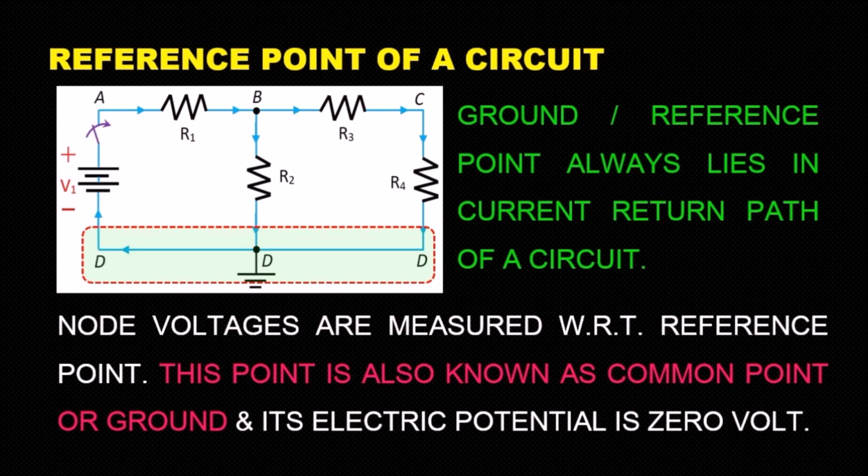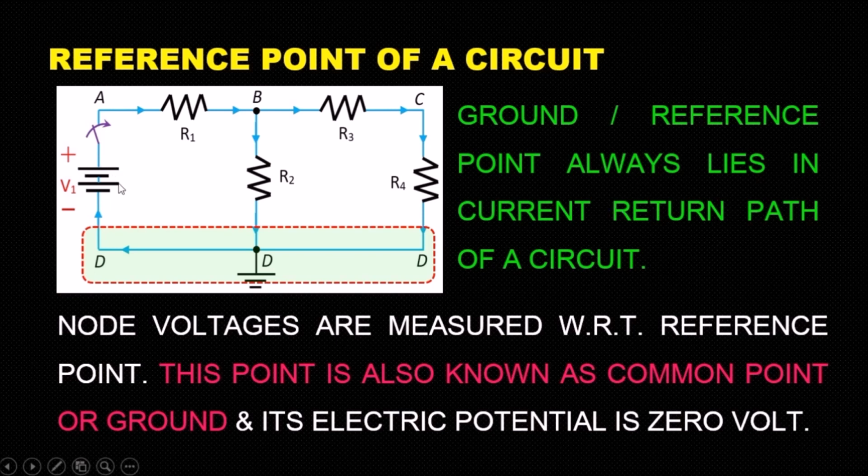Node voltages are measured with respect to a reference point. This point is also known as the common point or ground of a circuit. Its electric potential is 0 volt. Remember, the ground or reference point always lies in the current return part of a circuit.